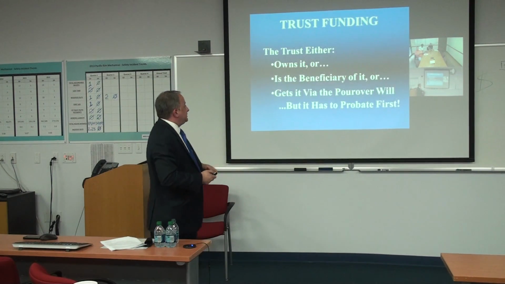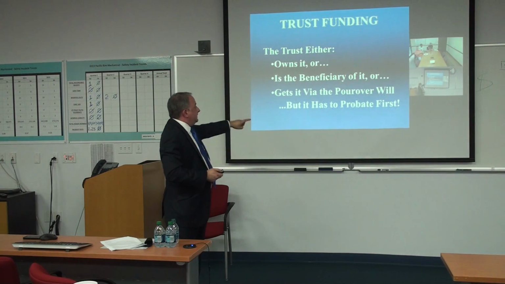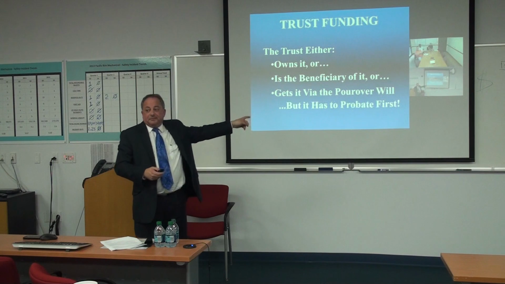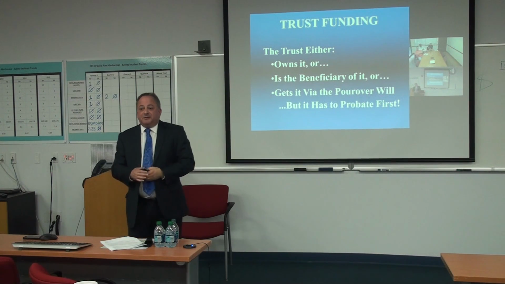So on trust funding, your trust is either going to own it, be the beneficiary of it, or if you screw up, it'll get it via the will. But what's the problem with using the will? It's going to probate, which is what you're trying to avoid in the first place.